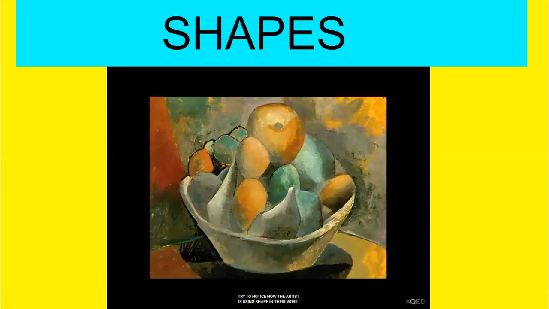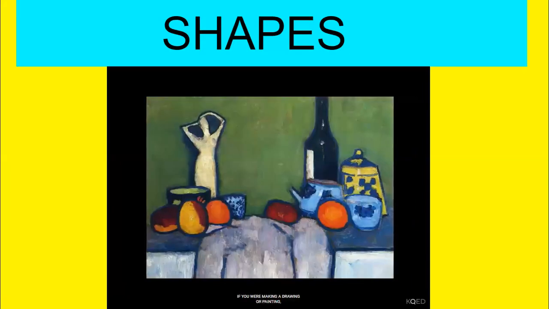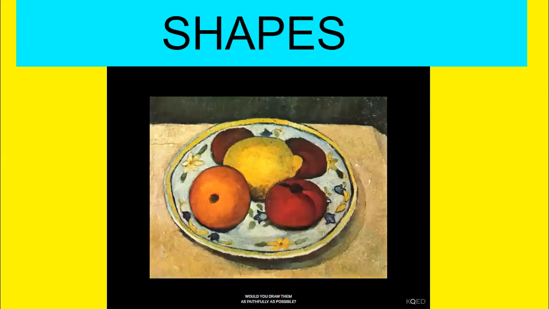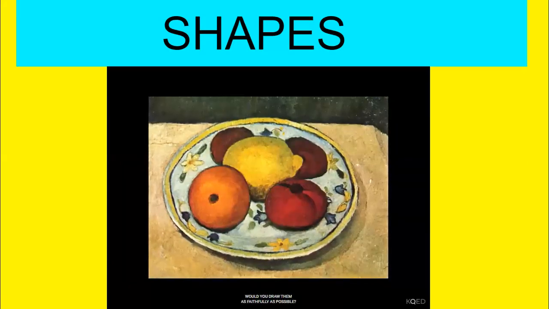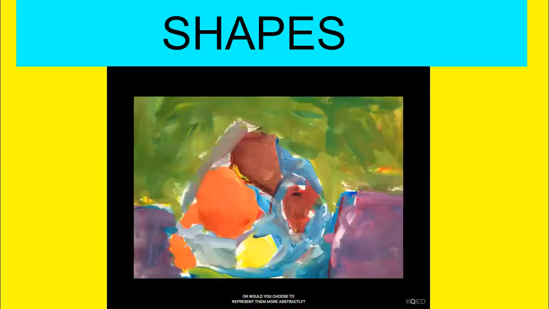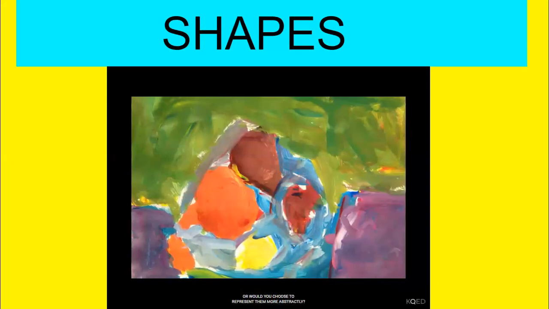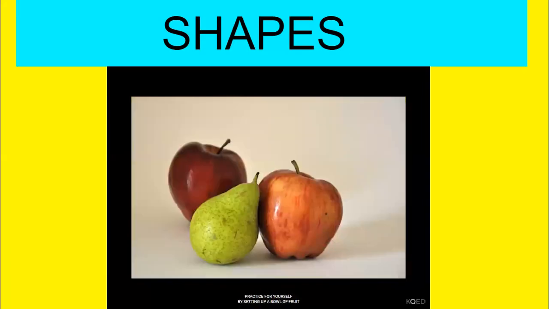in their work. If you were making a drawing or painting, how would you interpret the objects in front of you? Would you draw them as faithfully as possible? Or would you choose to represent them more abstractly? Practice for yourself by setting up a bowl of fruit and drawing what you see.